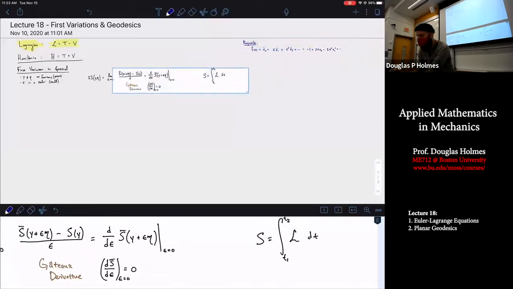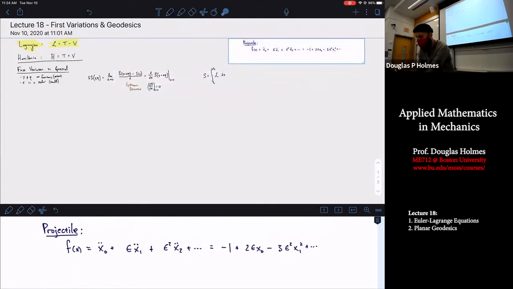So the Gateaux derivative says, okay, once you've perturbed your function, take the derivative of it with respect to epsilon, and then set epsilon equal to 0, and then you have the first variation. So we can come over here, we can say, okay, well, what is df d epsilon? Well, that's pretty easy. The first term goes away. The second term just becomes x1 double dot plus 2 epsilon x2 double dot plus other terms equals what's happening here.